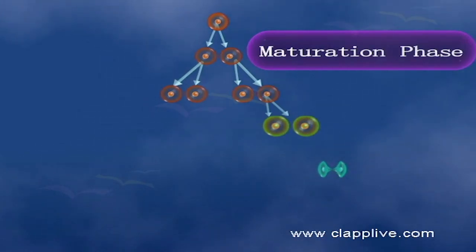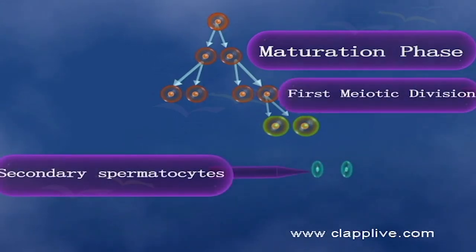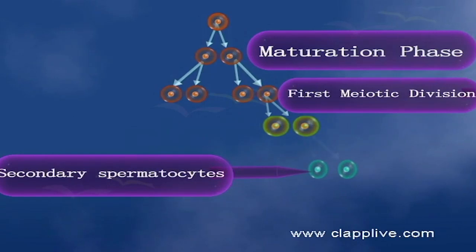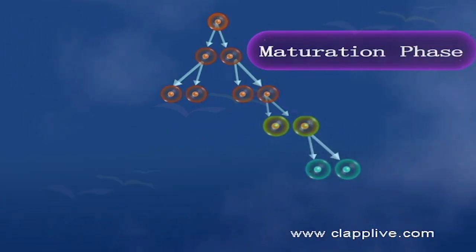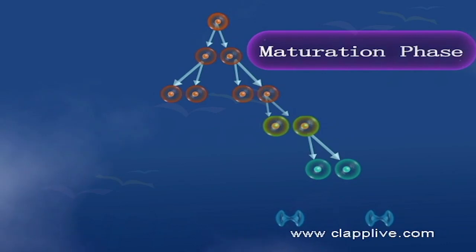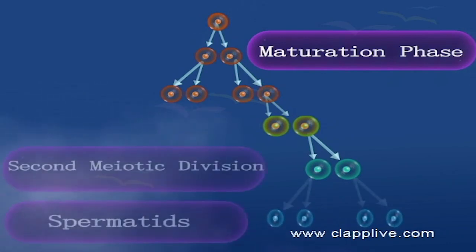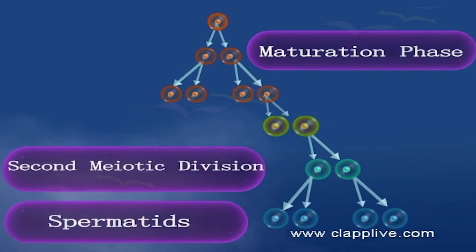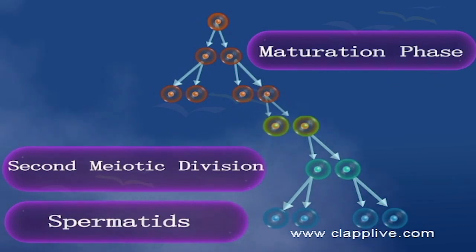This consists of 2 divisions. During the first meiotic division, each diploid primary spermatocyte produces 2 haploid secondary spermatocytes. The second meiotic division is an equational division. Each secondary spermatocyte produces 2 haploid spermatids. As a result, 4 equal-sized spermatids are formed from each primary spermatocyte.